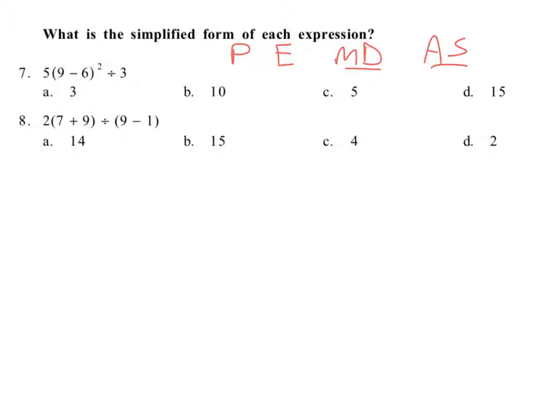Okay, so I'm going to take the first one, number 7: 5 parentheses 9 minus 6, close parentheses, squared, divided by 3. Because there is, up here, P for parentheses, there's something to do in the parentheses, something to simplify.